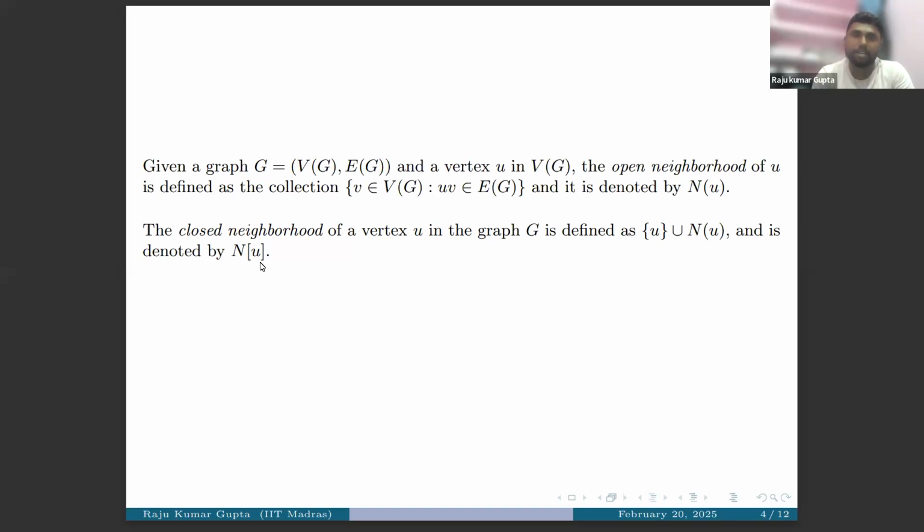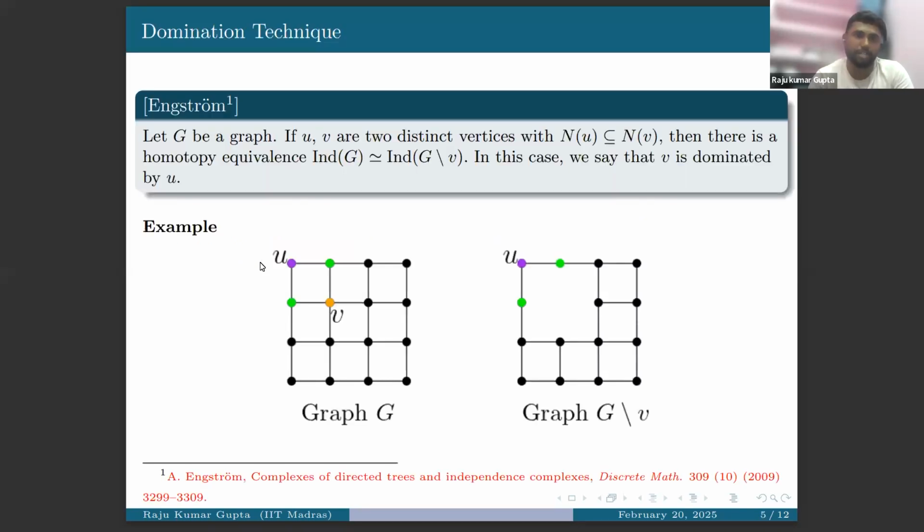The main idea to determine the homotopy type of the independence complex of a graph G is to develop tools and techniques that, applied to the graph G, give a new graph with fewer vertices or fewer edges. By repeating the process with these tools and techniques, one can determine the homotopy type of the independence complex of a given graph G. The first technique is the domination technique.